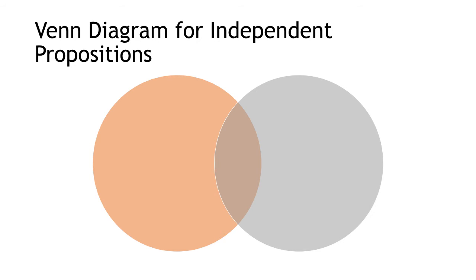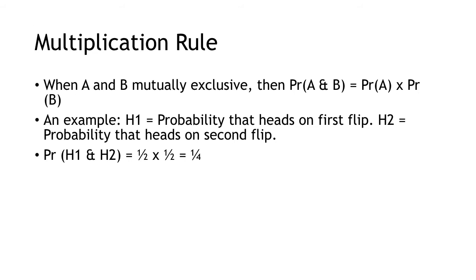All right, so why do we need to know these rules? Well, some basic concepts and how to figure probabilities depend on it. When A and B are independent, then the probability of A and B equals the probability of A times the probability of B. An example with flipping coins, H1 probability that heads on the first flip, H2 probability that heads on the second flip.